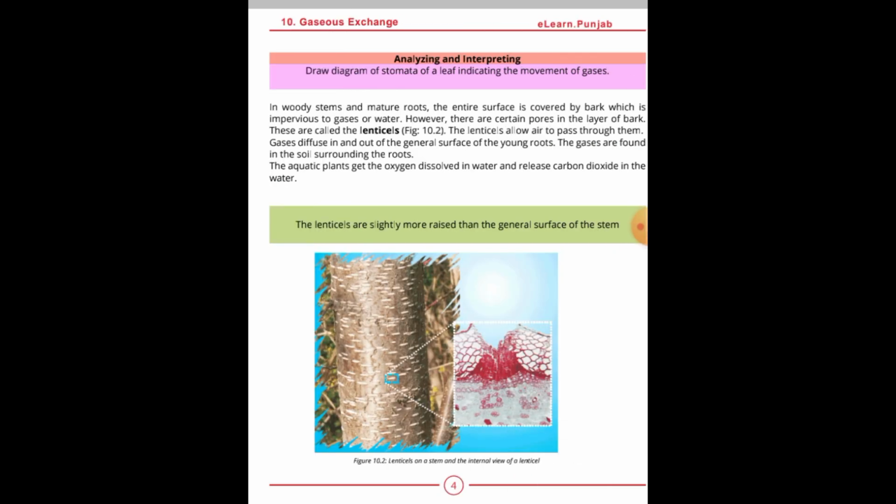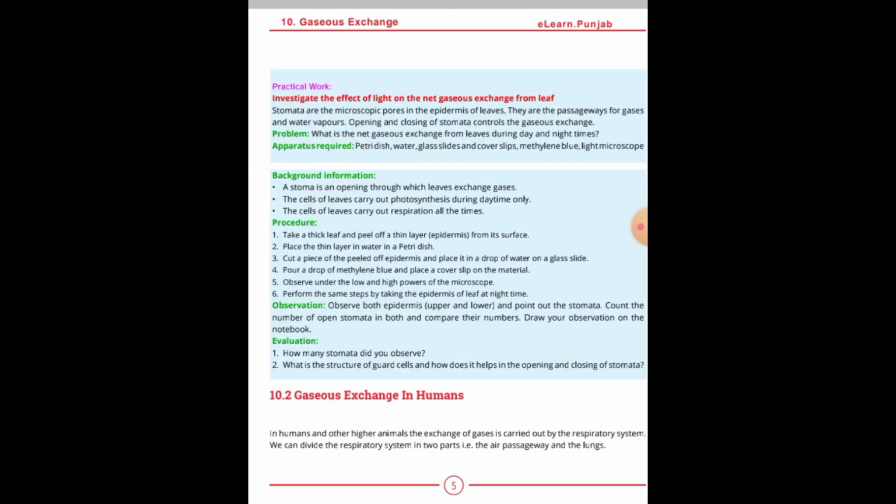In woody stems and mature roots, the entire surface is covered by bark, which is impervious to gases or water. However, there are certain pores in the layer of bark. They are called lenticels. The lenticels allow air to pass through them. Gases diffuse in and out of the general surface of the young roots. The gases are found in the soil surrounding the roots. The aquatic plants get the oxygen dissolved in water and release carbon dioxide in the water.